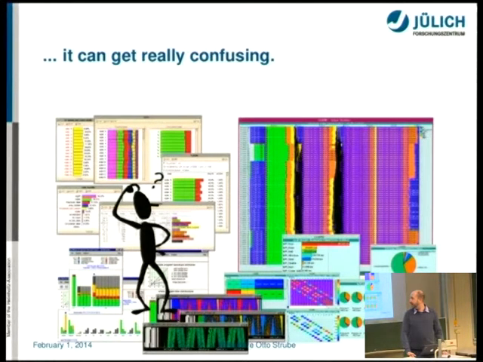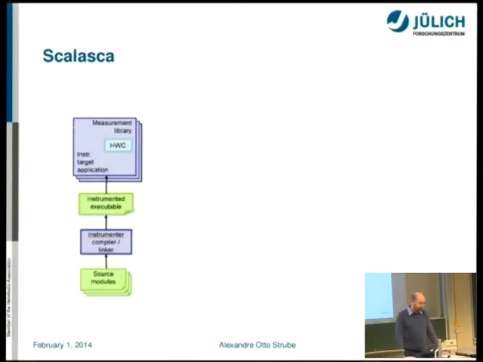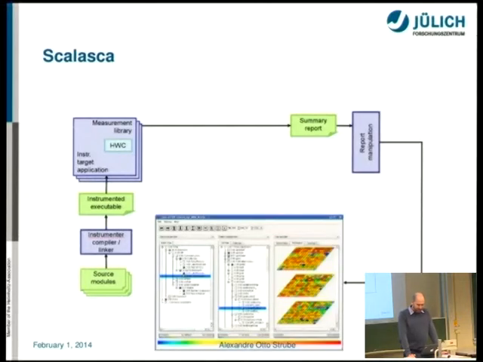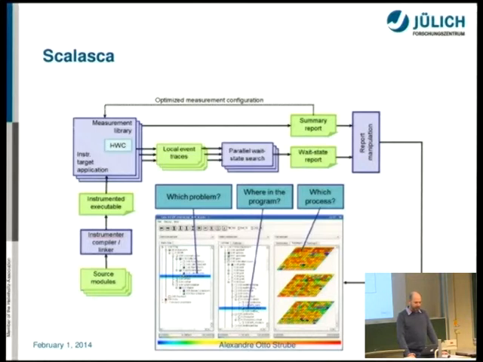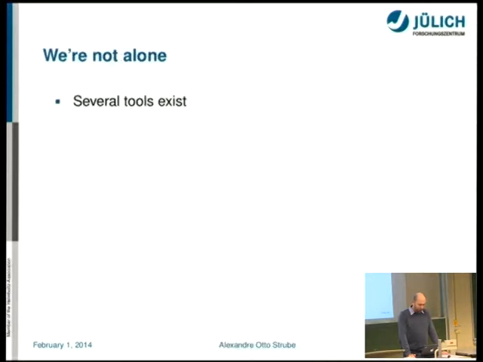So let me show you our workflow. We have our source code. You instrument your source code, and you have a binary. You run this binary, and it will be measured. You have a summary report of it. Then you use our GUI tool called Cube that shows you what the problem is, where in your code, and in which process in the execution. With that, you reiterate, you optimize your measurements, and then you run a full trace to know all the problems of your code.